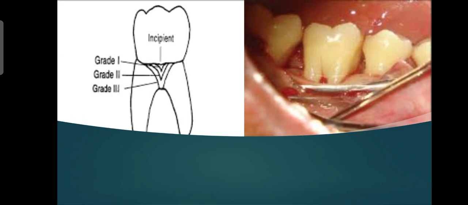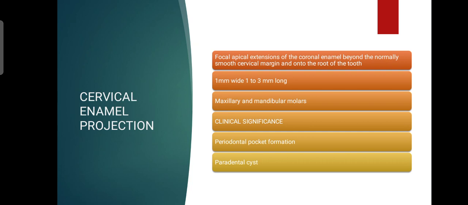The cervical enamel projection is also thought to play a role in the development of paradental cyst, also referred to as buccal bifurcation cyst or Craig cyst. Cervical enamel projections differ from the ectopic droplets of enamel that primarily occur in the bifurcation or trifurcation areas on the roots of molars.